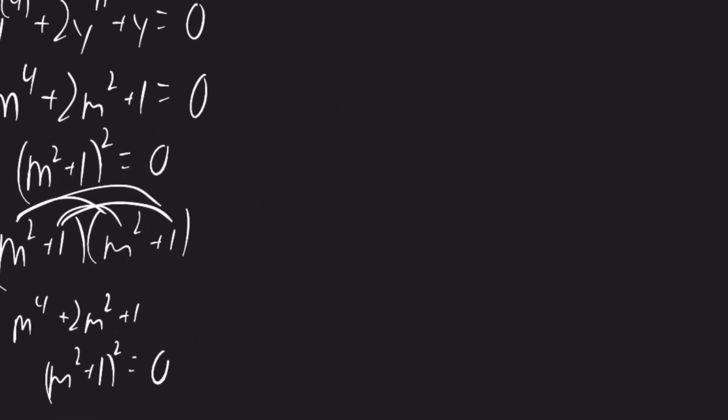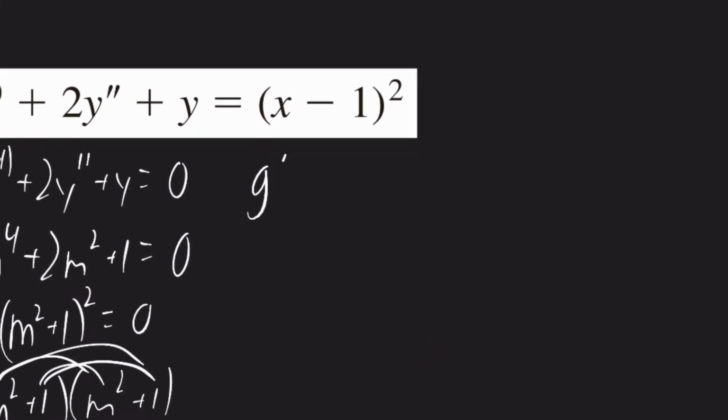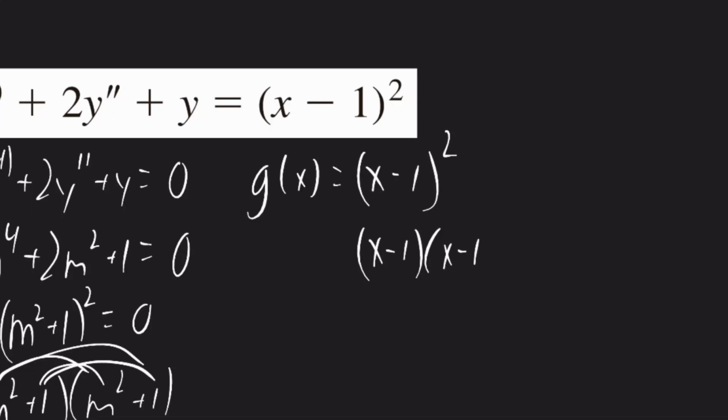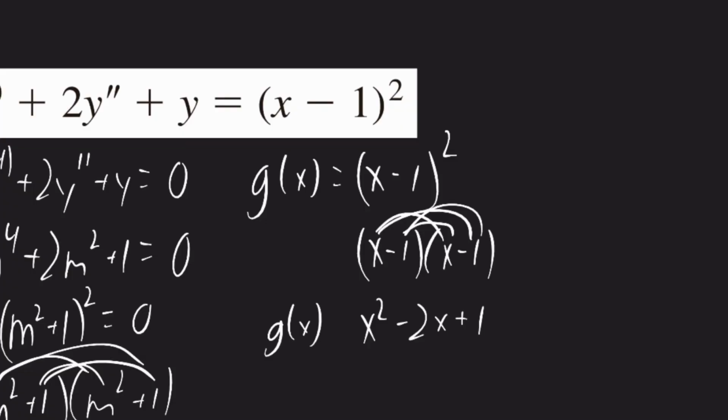Now we need to find yp. G of x was given as x minus 1 squared. This is x minus 1 times x minus 1. So we can multiply this out. X times x will give us x squared. X times negative 1 and negative 1 times x will give us minus 2x. And negative 1 times negative 1 will give us positive 1. So g of x is equal to x squared minus 2x plus 1.